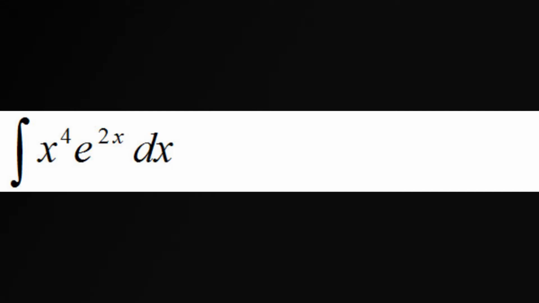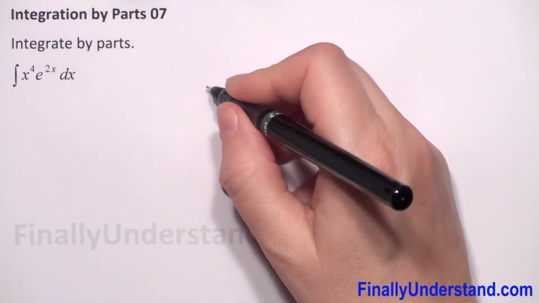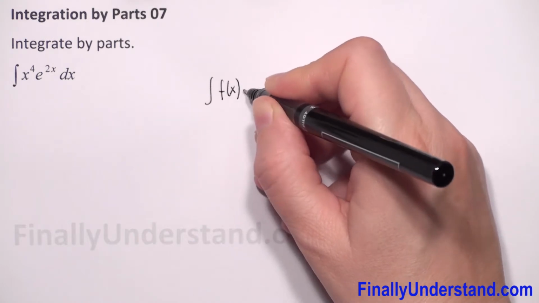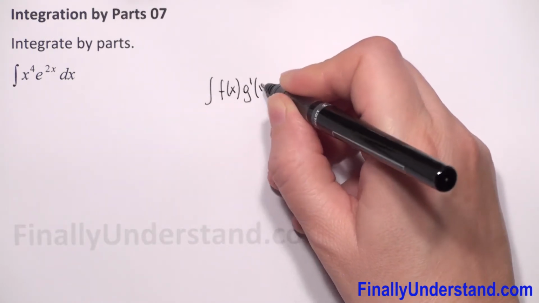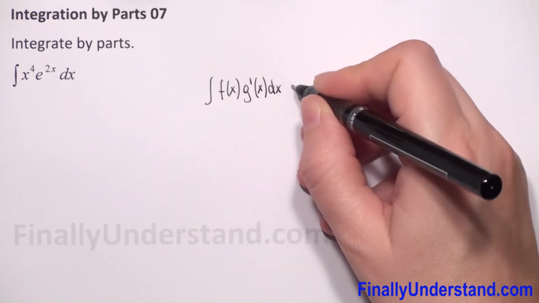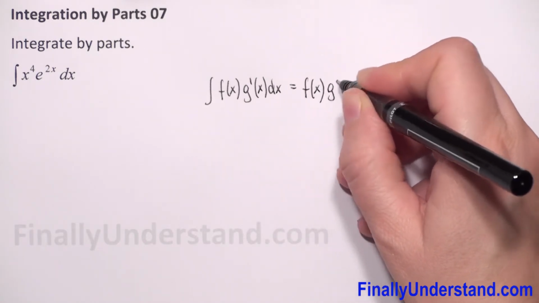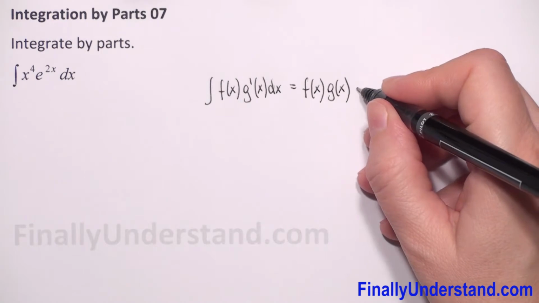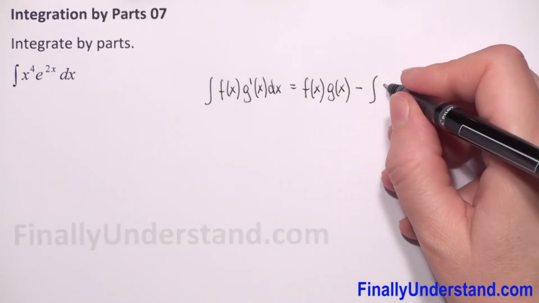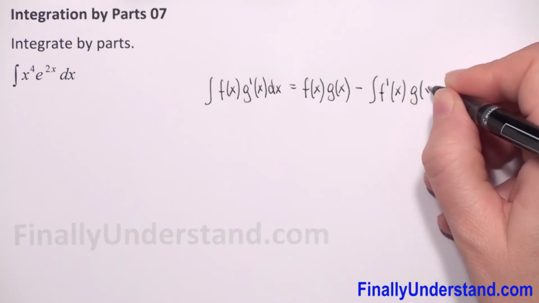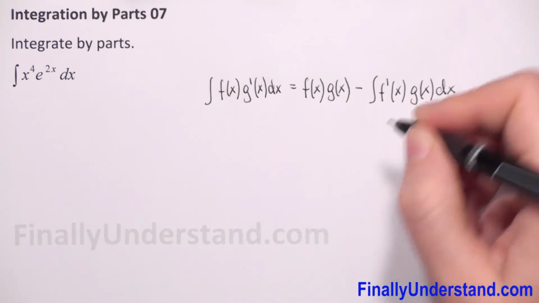We need to use the integration by parts formula. First let me remind you, when we have the integral of the product f of x times g prime of x with respect to x, this is equal to f of x times g of x minus the integral of f prime of x times g of x with respect to x.